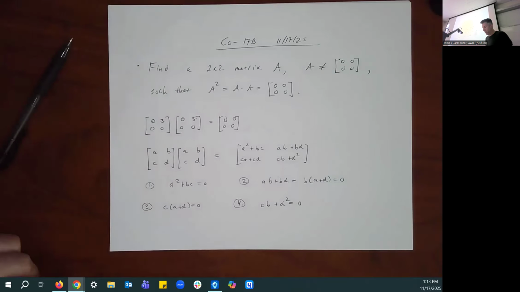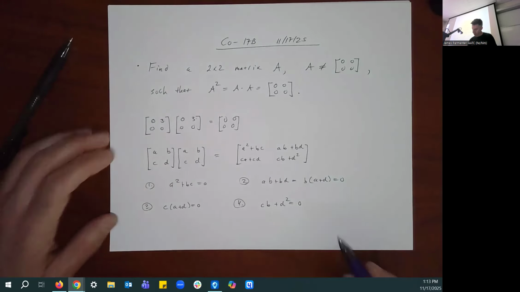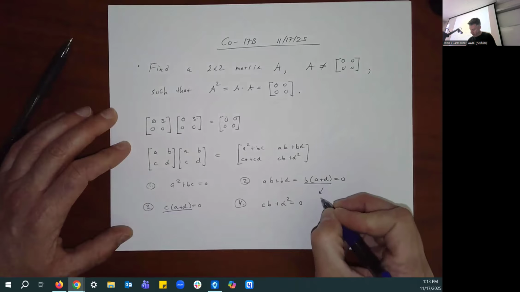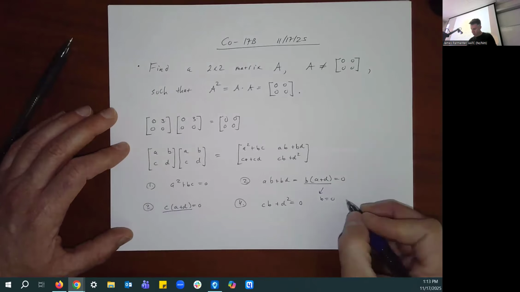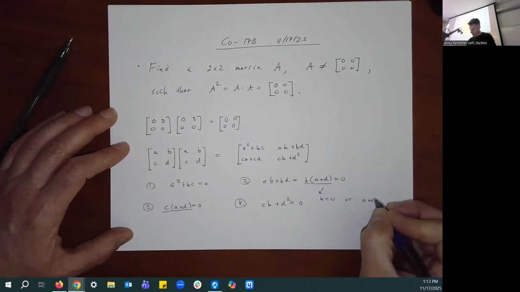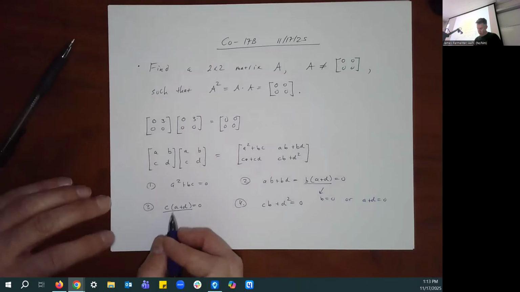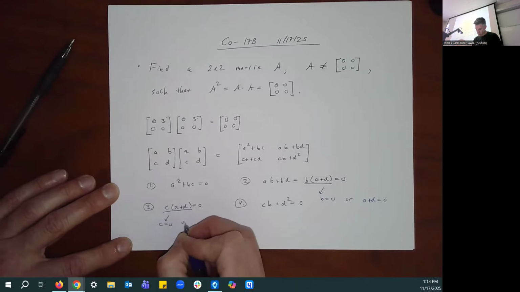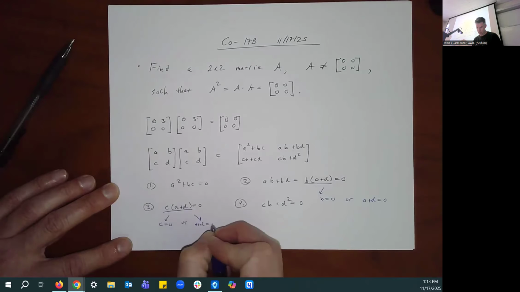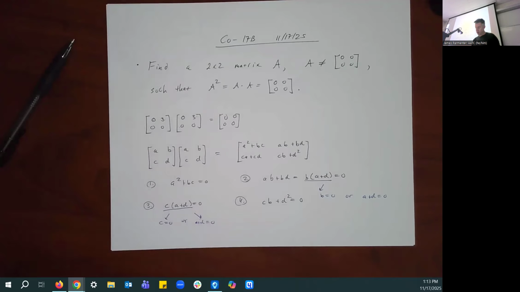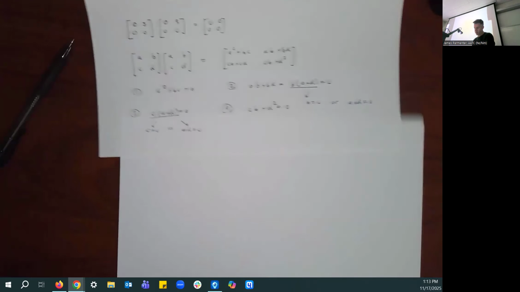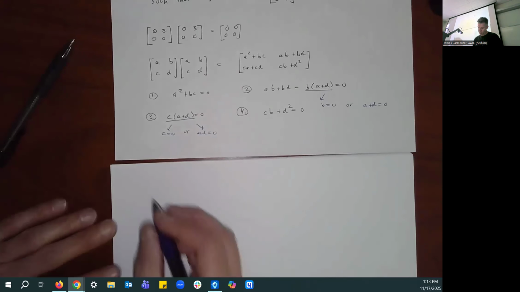And I would say that our second and third equations actually give us something to work with. In these equations, we can either have B equal to 0 or A plus D equal to 0. And similarly over here, we can have either C equal to 0 or A plus D equal to 0. So let's say we have the first case where B is equal to 0. Case 1.